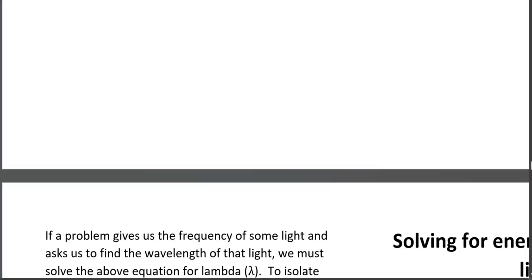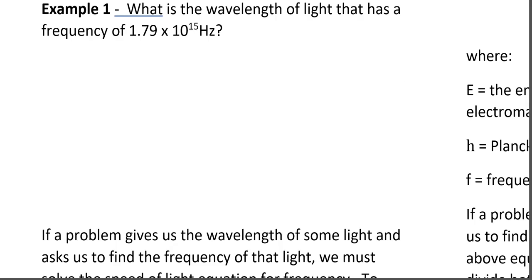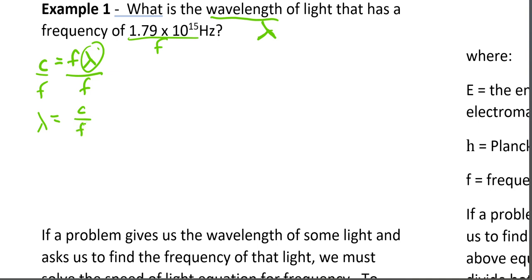I'm just going to skip to a problem. So what is the wavelength of light? Wavelength being lambda. The wavelength of light that has a frequency, that's frequency, of 1.79 times 10 to the 15th hertz. So we have our formula, which is C equals F lambda. We need lambda, so I have to divide both sides by frequency.